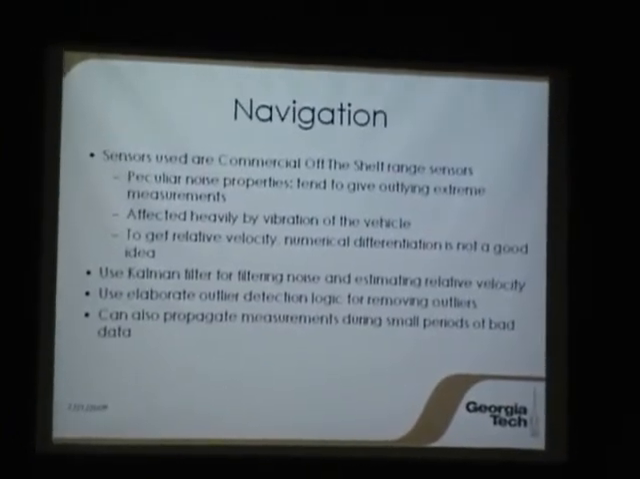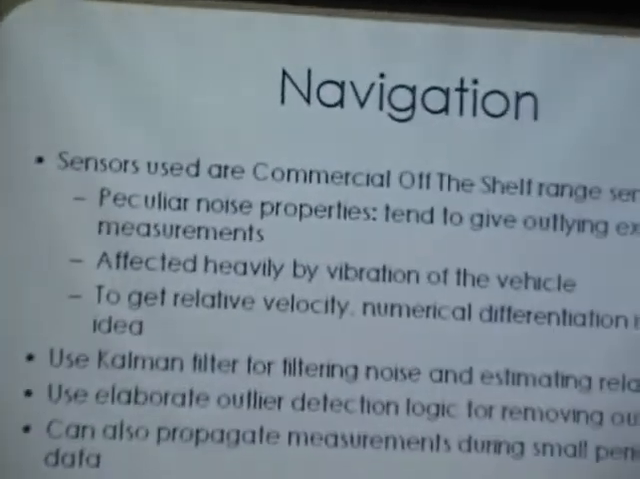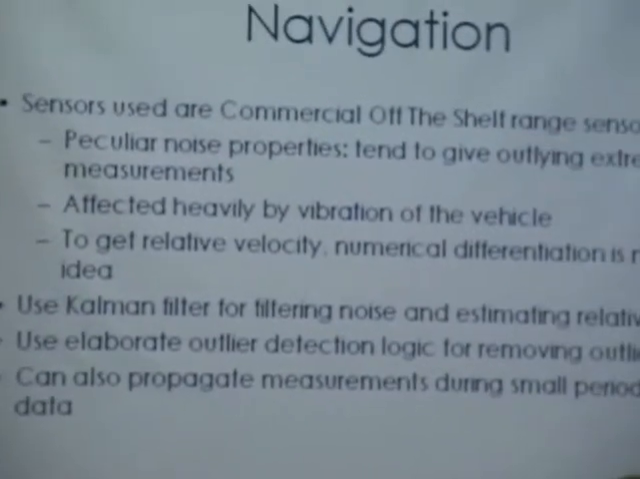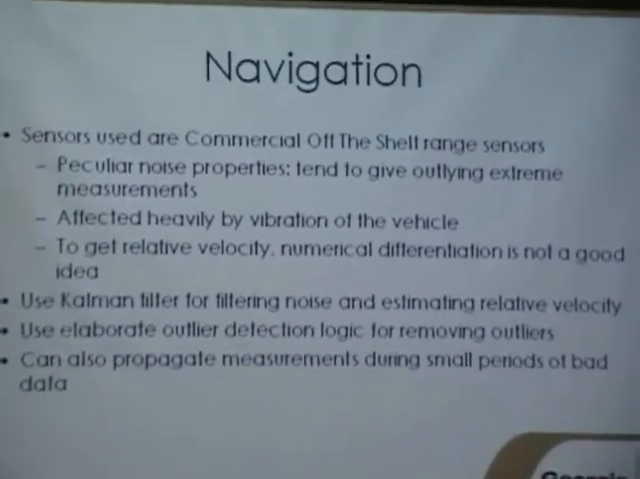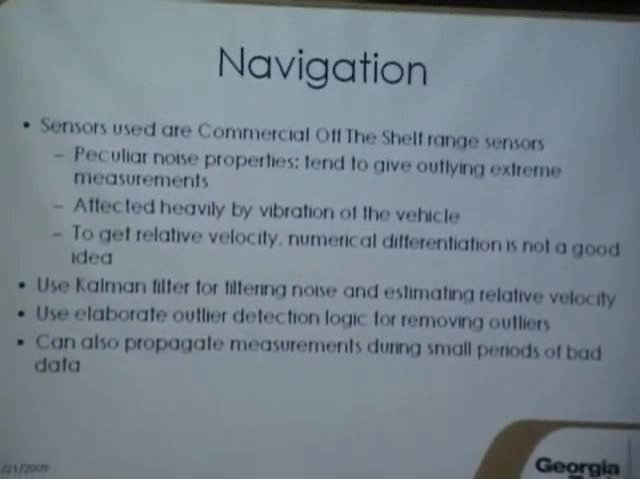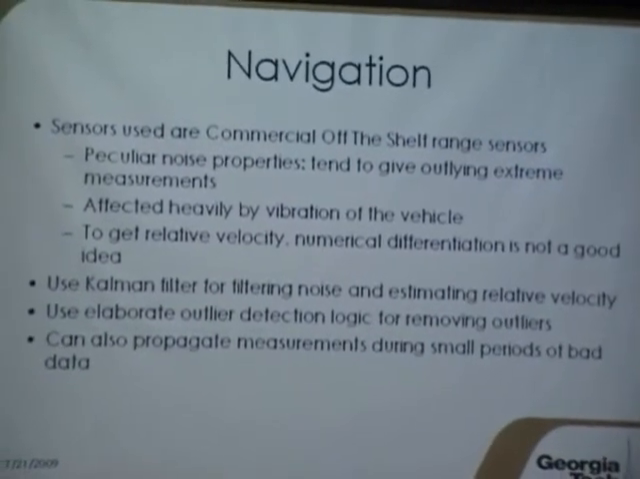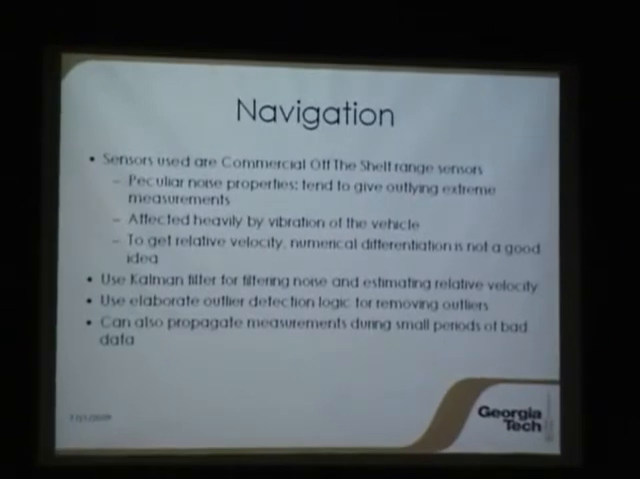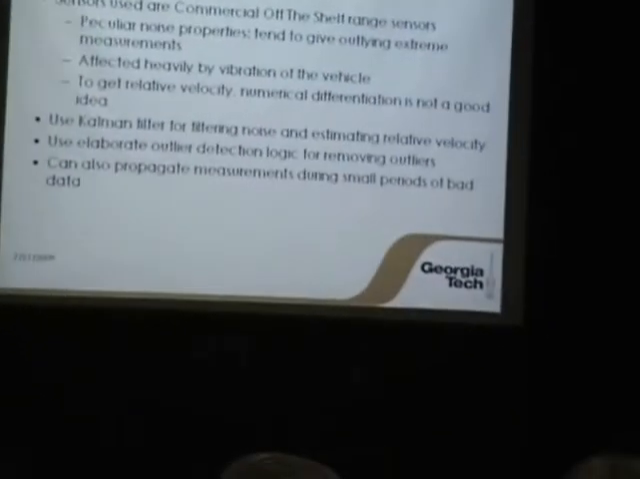So for navigation, as I mentioned before, we use commercial off-the-shelf range sensors, which are really low cost: sonar sensors and infrared sensors. We use two infrared sensors mounted on the front that give us distance to the wall, and the difference between the two sensors gives us heading to the wall. We have two infrared sensors mounted, one to this side and one to that side, that we use for obstacle avoidance and detection on the sides. And we have a sonar sensor mounted directly downwards that we use for altitude control.